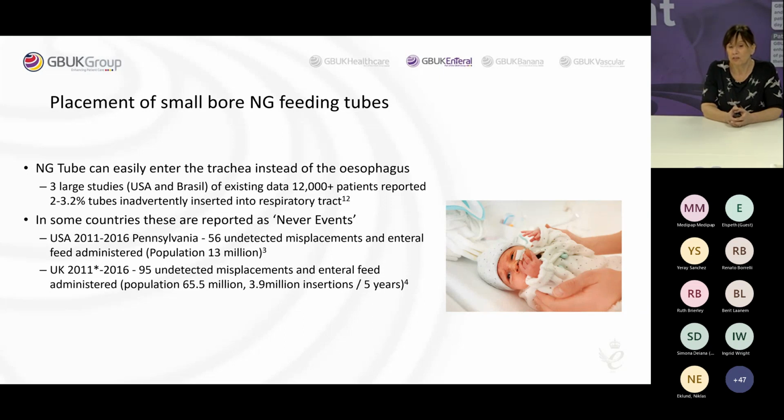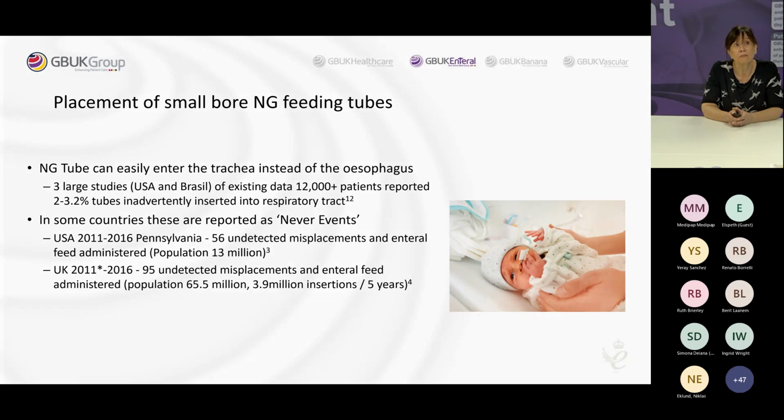And that, we know, is about 780,000 placements of tube a year. That's roughly how many tubes are placed in the UK each year. So it's still a significant problem. And in both those instances, some of those patients died.